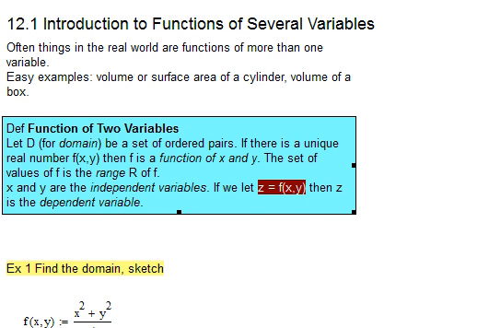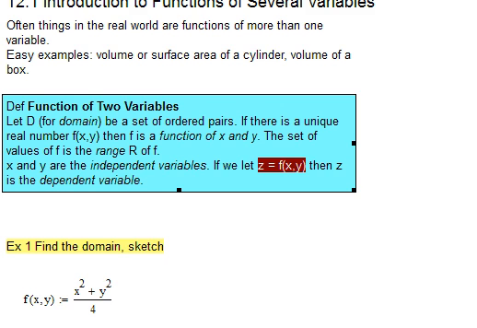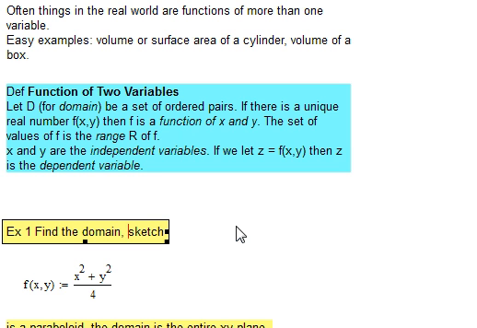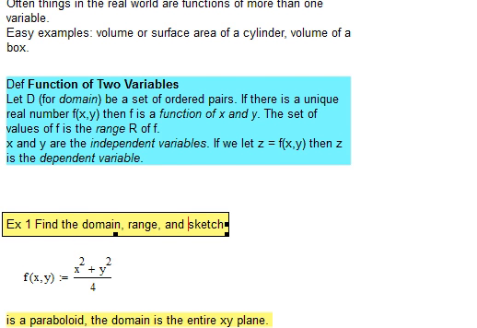Here's an example. We're going to find the domain, actually, let's do more. Range, and sketch. Now, sketch is not something I would ask you to do very much on an exam. Maybe a few, but don't spend a whole lot of time learning to draw these. It's helpful, but don't beat yourself up if you can't. So find the domain, range, and sketch.